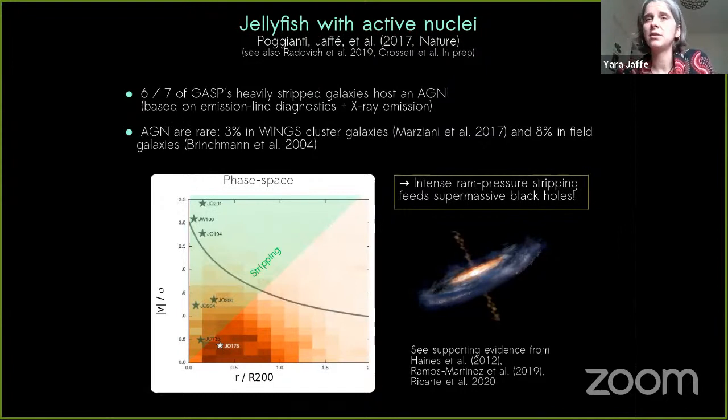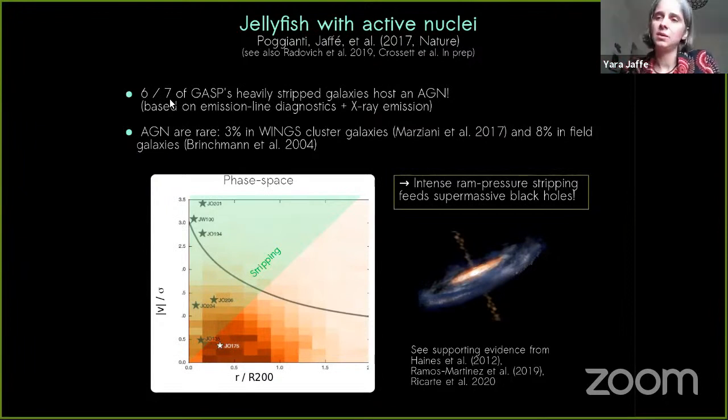In fact, 6 out of the 7 GASP galaxies with extreme tails that were observed by the time this paper got published had an AGN. So the fraction was extremely high. Almost all of these extremely stripped galaxies had an AGN. Although the numbers are, of course, very low, 7 galaxies is not a lot, the fraction is very impressive, considering that AGN are quite a rare population overall. You only get about 3% of AGN in clusters and about 8% in the field, which is not much higher, while we get 6 out of 7 in GASP.